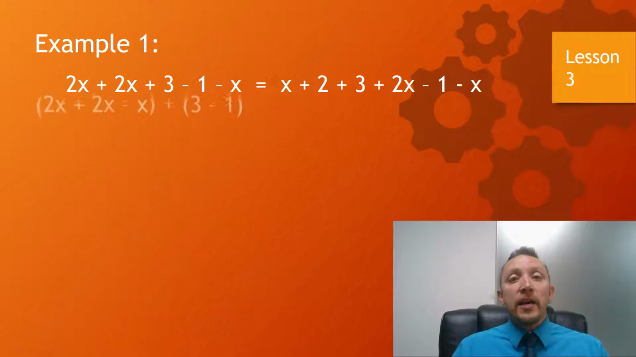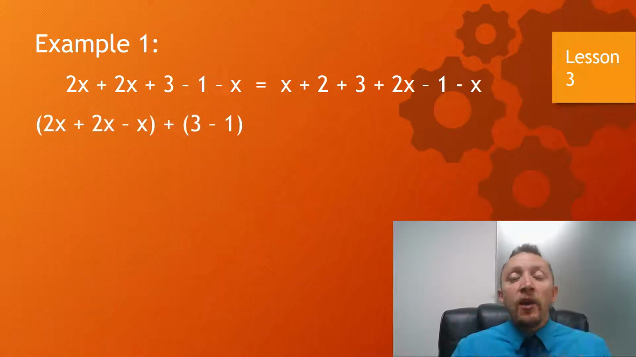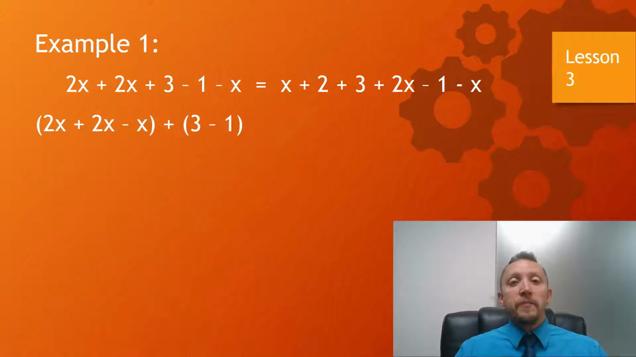So on the left side of the equal sign, if we group together all the x's, we would have a 2x, a 2x, and a minus x. And then we would also have the numbers that don't have variables. We have a 3 and a minus 1. Let's continue with that on the left side. So if I simplify the left side, 2x plus 2x is 4x. But then if I take away an x from the 4x, I'd have 3x. So now I have 3x, and 3 minus 1 is 2. So I'd have 3x plus 2 on the left.